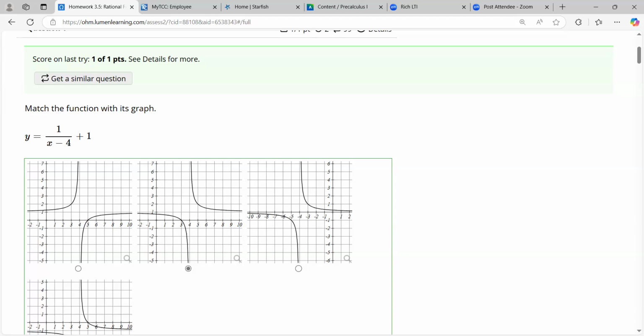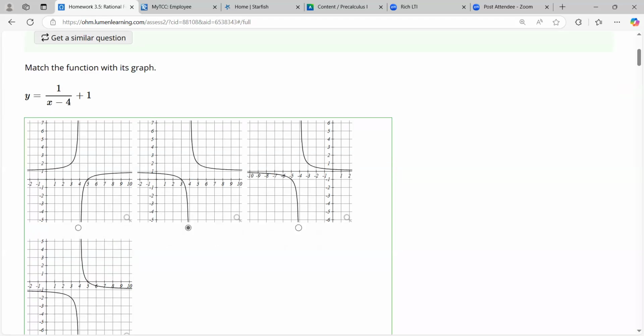We can get this function by moving the mother function graph, the reciprocal function, to the right 4 units and up 1 unit. So the center of the hyperbola will change from 0, 0 to 4, 1. Which one has center 4, 1? I already have this chosen. This one has a center 4, 1.